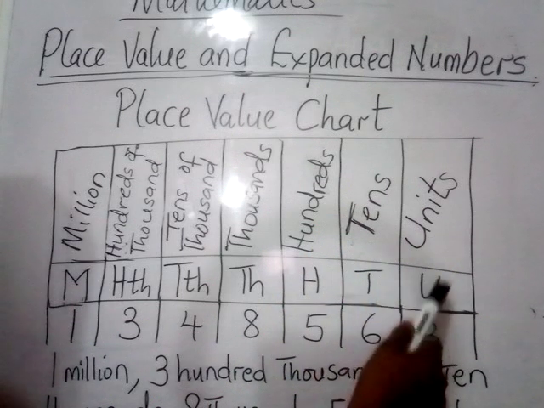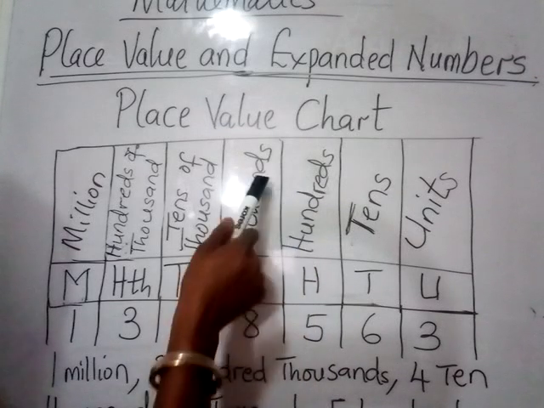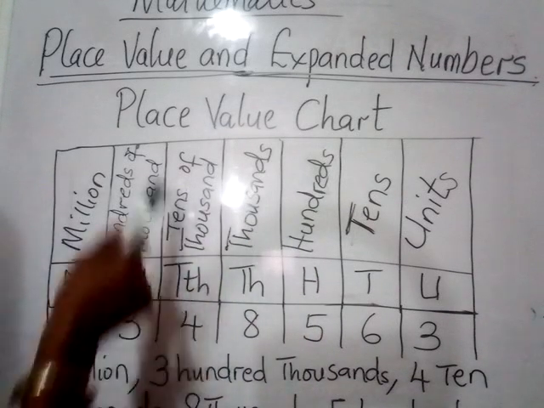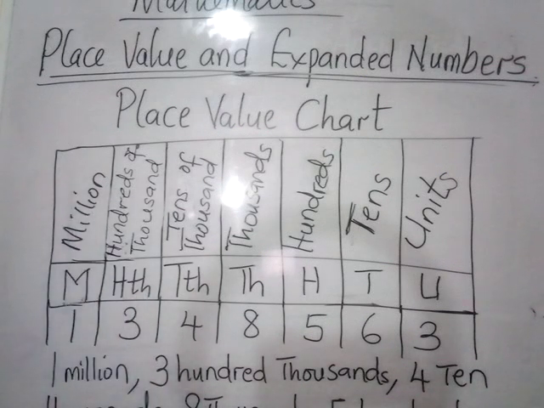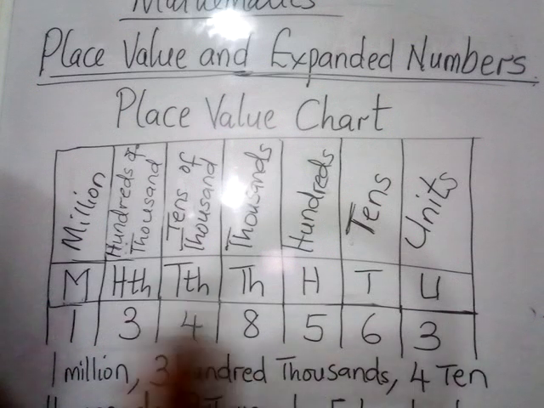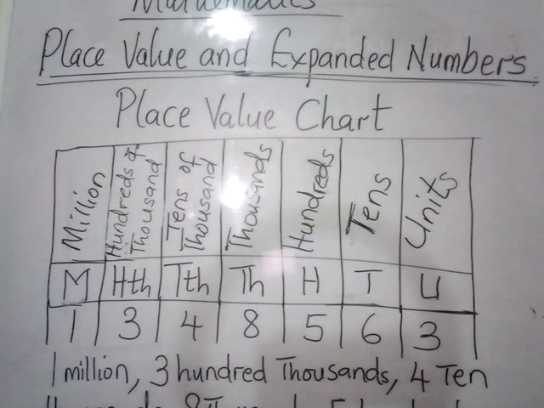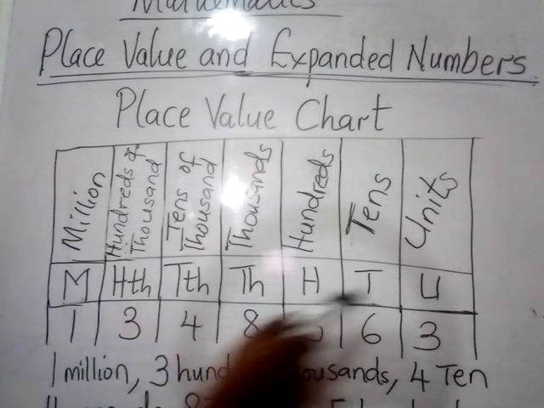So here, units is represented by U, tens by T, hundreds H, thousands by TH, tens of thousands by TTH, hundreds of thousands HTH, and million is M. Now when you are working with numbers and you come across this, you shouldn't be confused. That's why we are trying to bring this up so that you understand what this is all about.